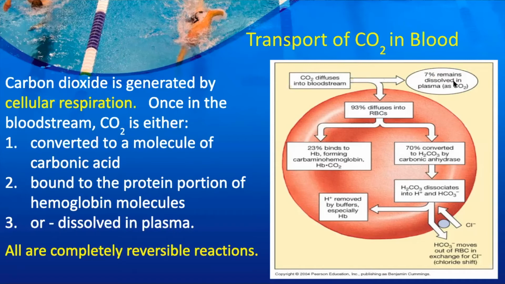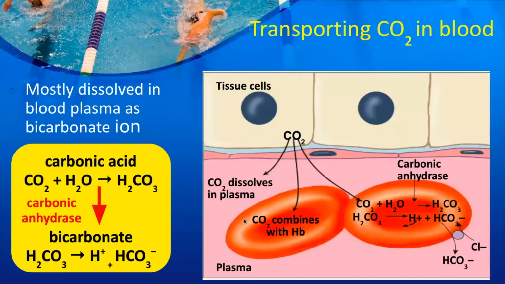7% stays in the plasma. The rest of it will enter into the red blood cells. And then some will be bound to a hemoglobin molecule, and the majority will be bound in that bicarbonate ion. And we're going to talk more about that bicarbonate. And that is our acid-base buffer for our blood.